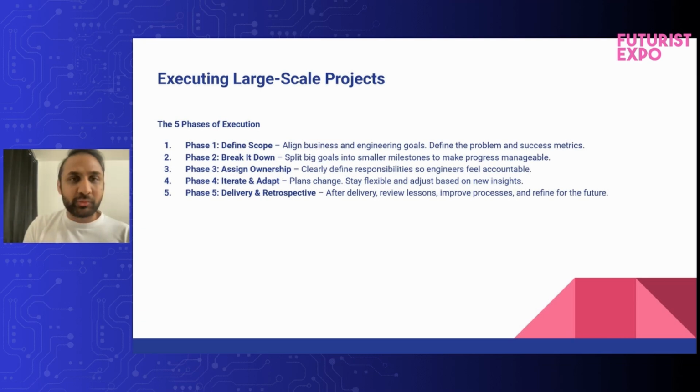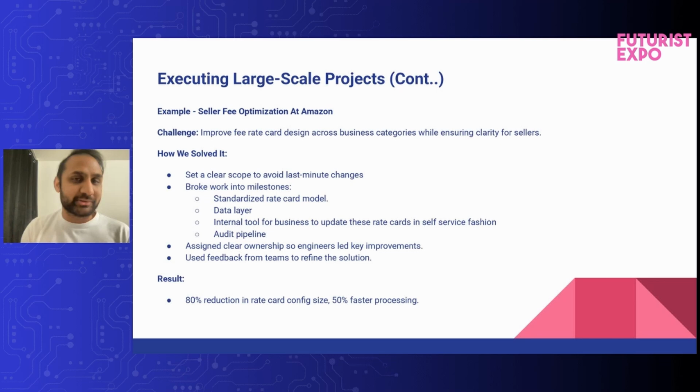I can explain more from the project I have done at Amazon related to seller fees optimization. How did I solve it using these five phases? So this project was related to optimizing the fee rate card across the different business categories. If you have been to Amazon, you can see a lot of items over there. Most of the time those items are sold by different sellers. So Amazon takes commission from those sellers so that they can sell on the Amazon platform. So there's correspondingly a rate card for that commission.